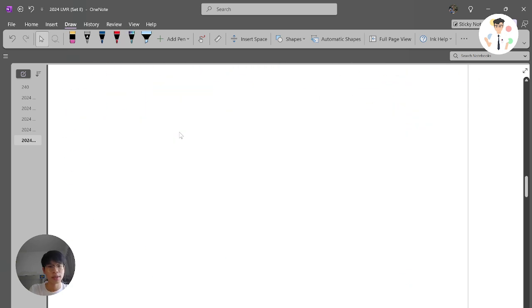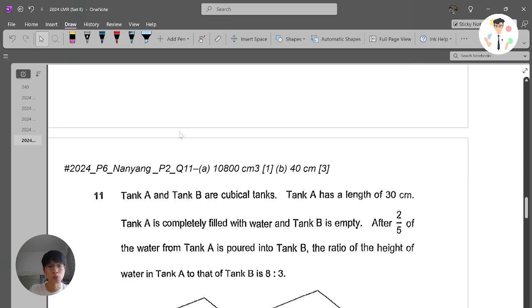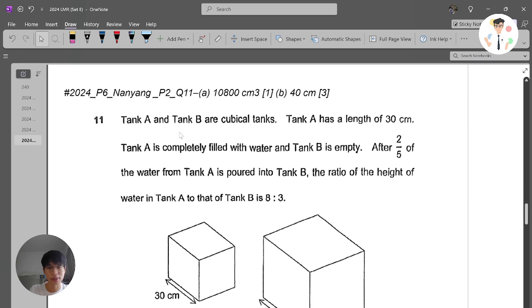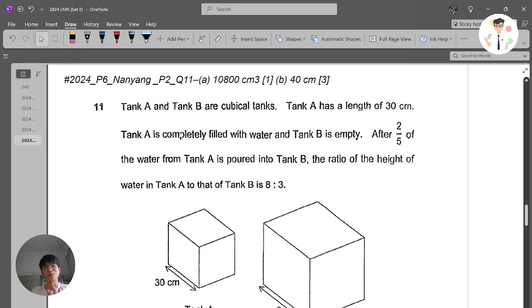Question from Nanyang Paper 2, question 11. And this question is again about the volume of water. Okay, and the reason why I keep on picking volume of water is because that's my students' weakness. Okay, let's look at this question together.